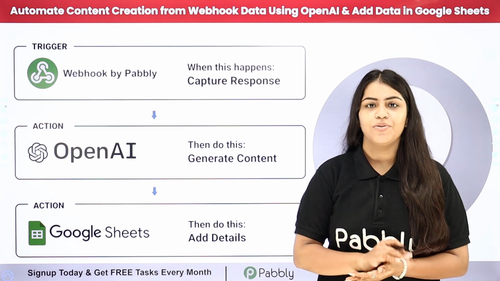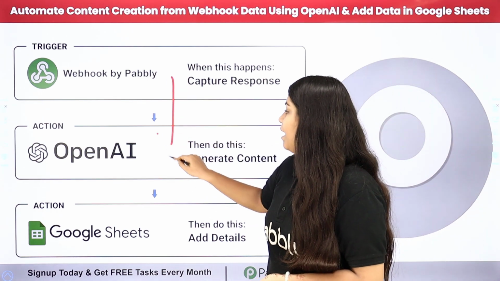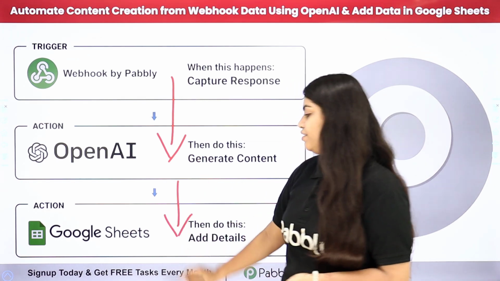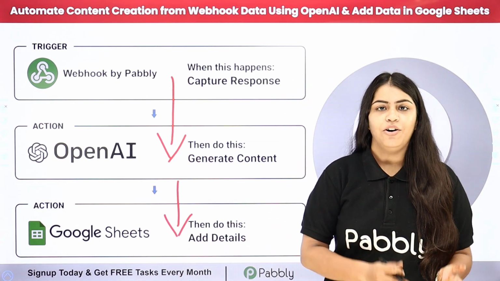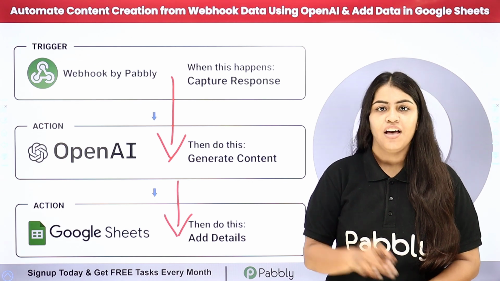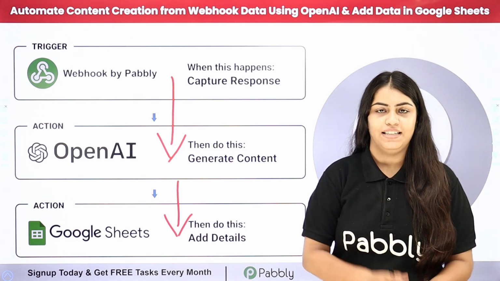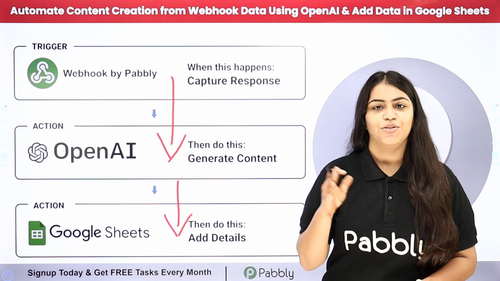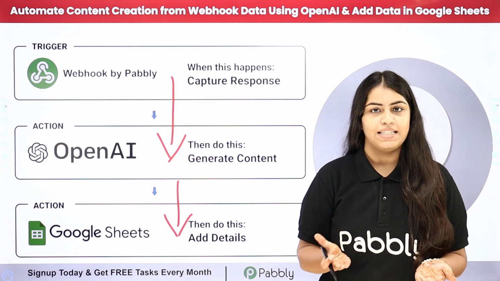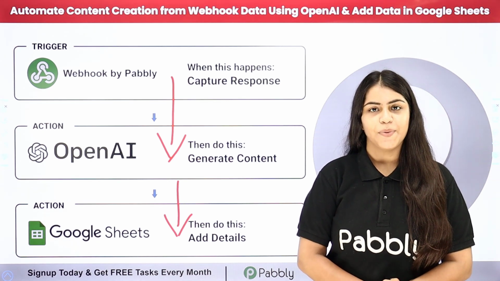So for this, we are going to create a connection between Webhook by Pabbly, OpenAI and Google Sheets. To create this connection without knowing any programming or coding language, we are going to use Pabbly Connect. It is an amazing automation software. So do you also wish to learn this process step by step? Then let me take you to my computer screen.